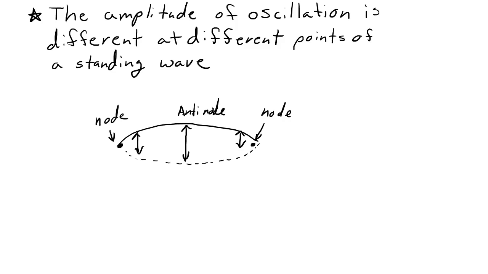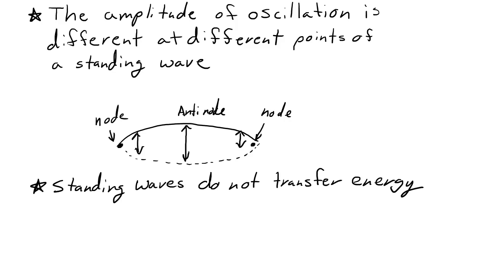The last important thing to know about standing wave properties is that standing waves do not transfer energy the way traveling waves do. The energy of a standing wave is transferred in one direction by one wave traveling from left to right, for example, and it's transferred in the opposite direction by another wave traveling right to left. So there is no energy transfer.